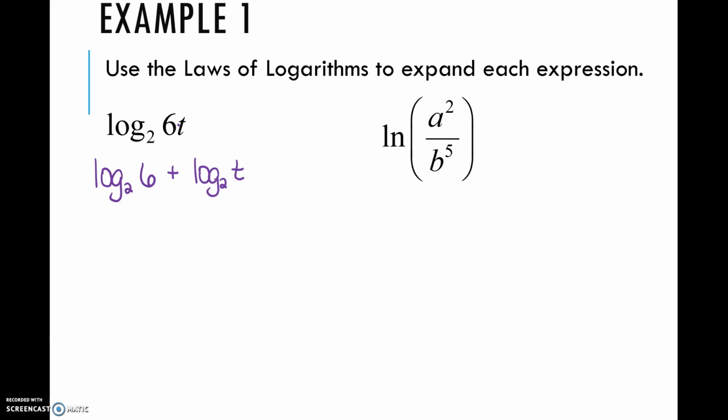ln of a squared divided by b to the 5th. Your first step would be to split it up into ln of a squared and ln of b to the 5th. Division is split up using subtraction, or the shortcut is b to the 5th is on the bottom, so that log needs to be negative. Then you need to move the exponents in front, so this becomes 2 times ln of a minus 5 times ln of b.